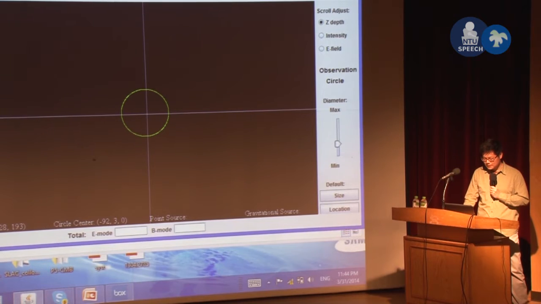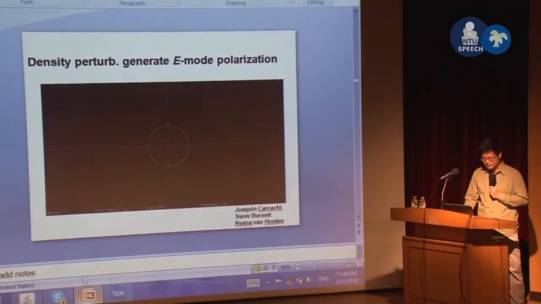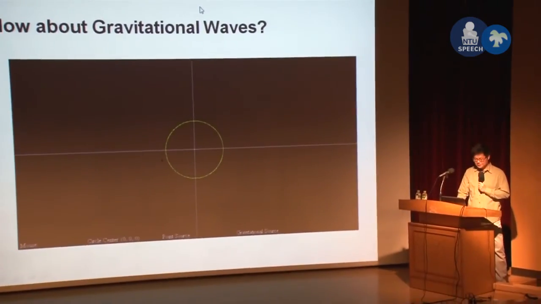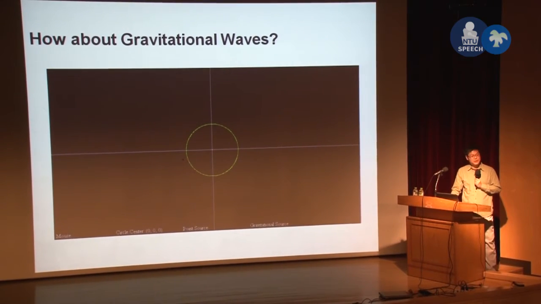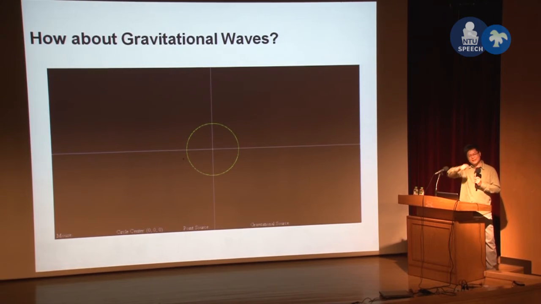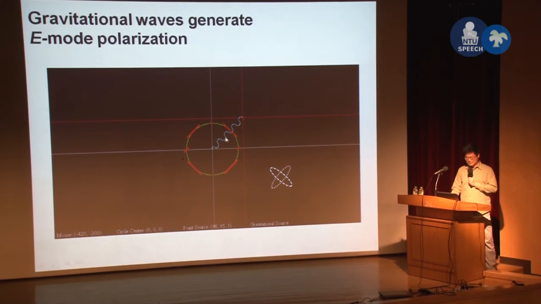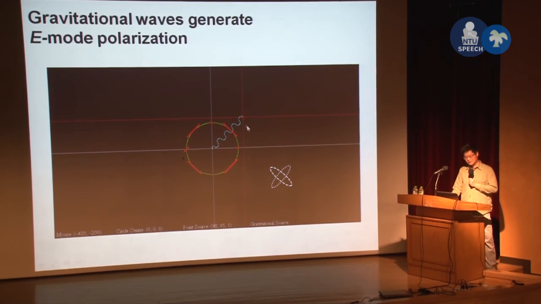Okay? So now, that means any linear density fluctuation generates zero B-mode polarization, or the curl polarization. How about gravitational waves? If you recall, gravitational waves have two polarizations. One is a plus pattern, it stretches space this way and this way. And one is cross, stretches space this way and this way.